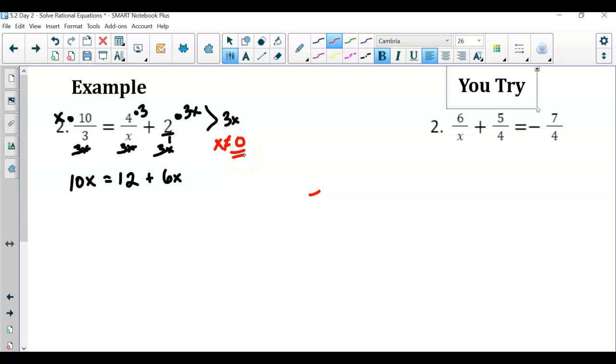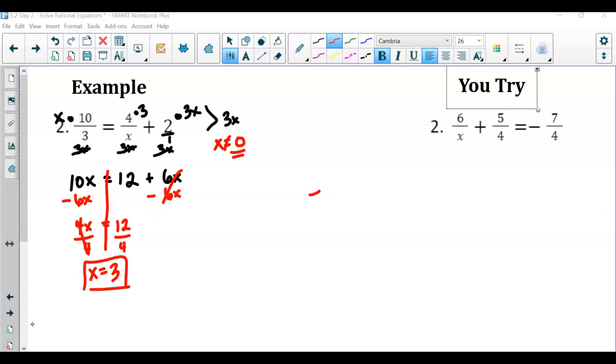Now I'm going to go through and just solve for x. This is just a normal linear equation. So I'm going to subtract 6x from both sides. I'm going to gather my variables here. Now I've got 4x is equal to 12. Now just solve for x and divide by 4. Here I've got x is equal to 3, which can occur because x cannot equal 0. So go ahead and pause the video and try this on your own.